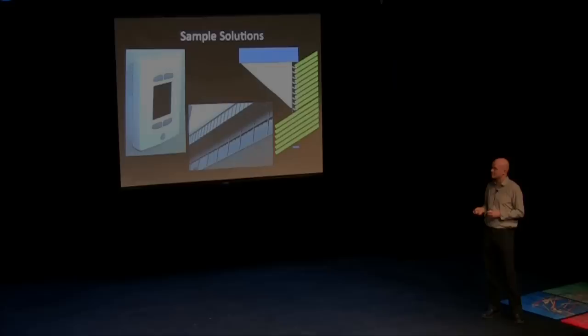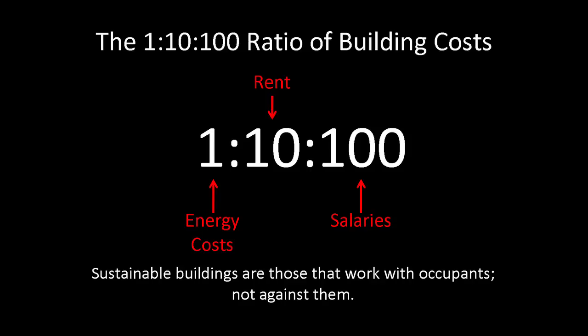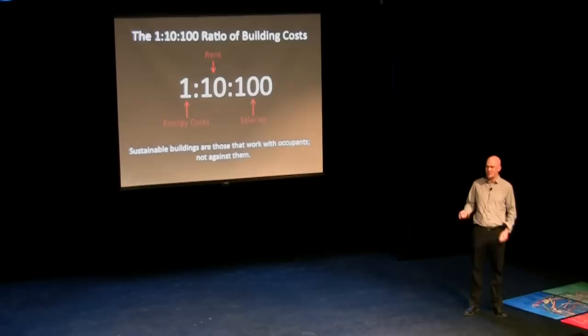So just to summarize all this, I'd like to put things in perspective. For every dollar spent on energy costs, these are rough numbers, there's about $10 spent on rent and $100 spent on salaries. So a true sustainable building doesn't just reduce energy, but it also provides a comfortable and safe environment for people. Thanks.